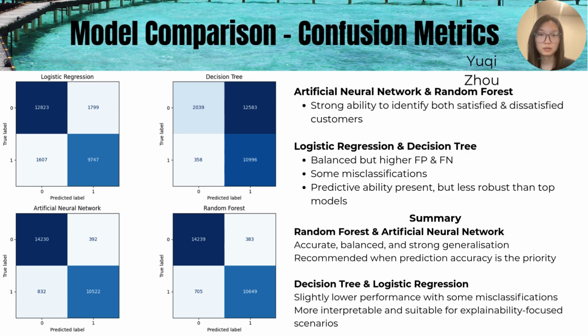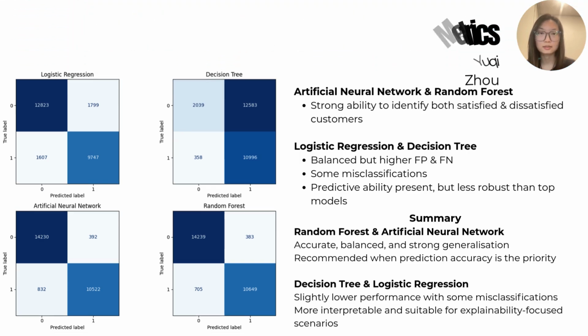Overall, if predictive performance is the primary goal, random forest and neural network are better choices. In contrast, the decision tree and logistic regression have some misclassifications, but the overall predictive performance is still reliable, which is suitable for scenarios with higher requirements for model interpretability.